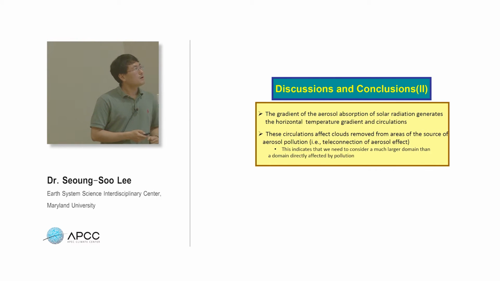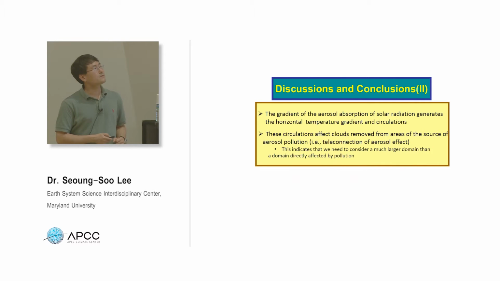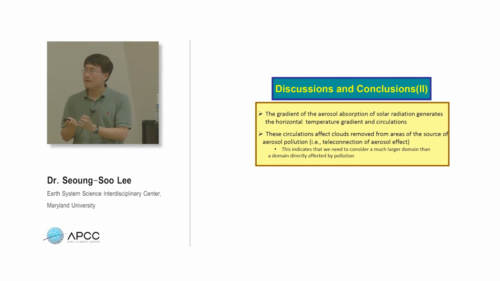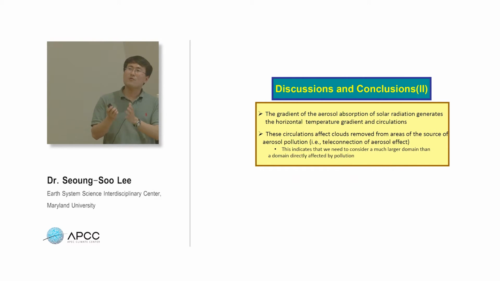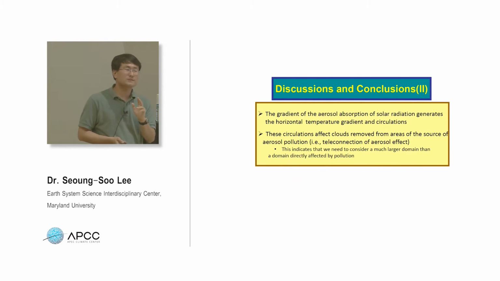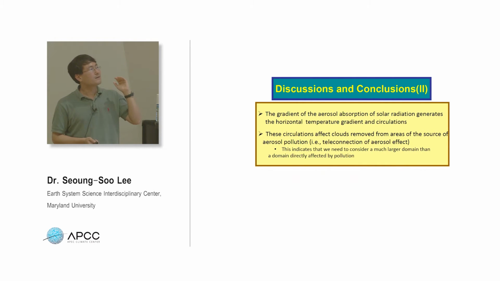All right, so the gradient of aerosol absorption of solar radiation generates horizontal temperature gradient and circulations. These circulations not only affect clouds in area A, directly affected by aerosol pollution, but also affect clouds over area B, not directly affected by air pollution, far away from the pollution source. This indicates that the effect of aerosol pollution can be teleconnected to clouds far away from the pollution source. So this again indicates that we need to consider a much larger domain than the domain directly affected by pollution.